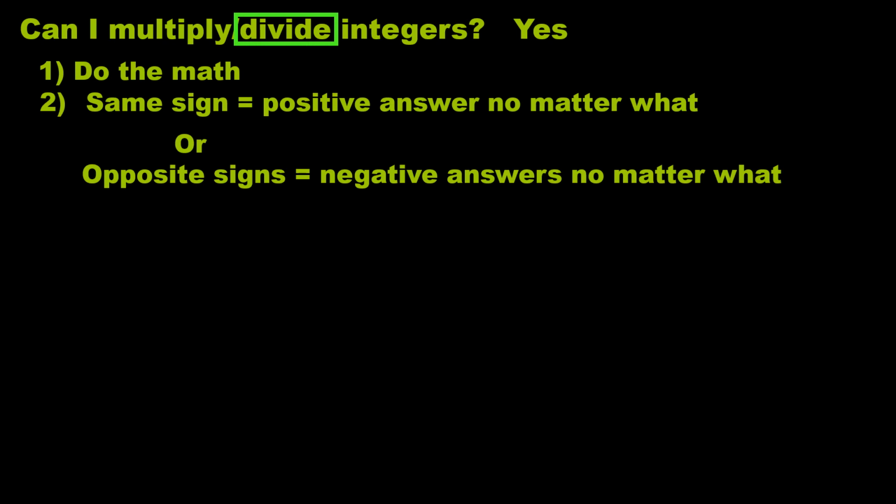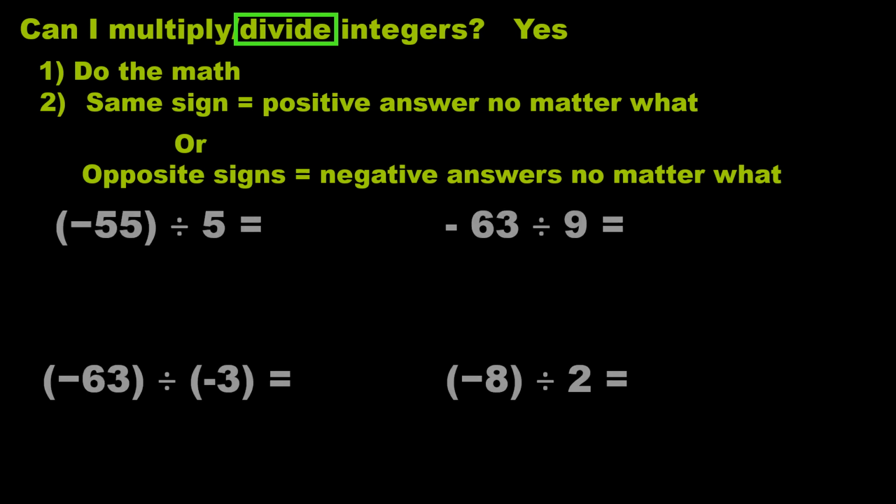I'm going to look at my signs, circle them. If they're both positive or they're both negative, then my answer has to be positive. If one is positive and one is negative, then my answer has to be in the form of a negative number. Let's look at 4 examples. So I have 55 divided by 5. So these are all what we refer to as division number sentences because they go from left to right.